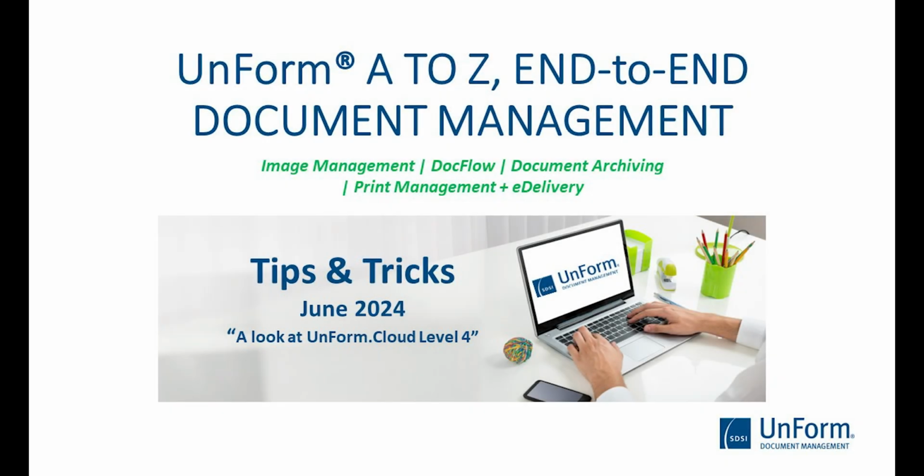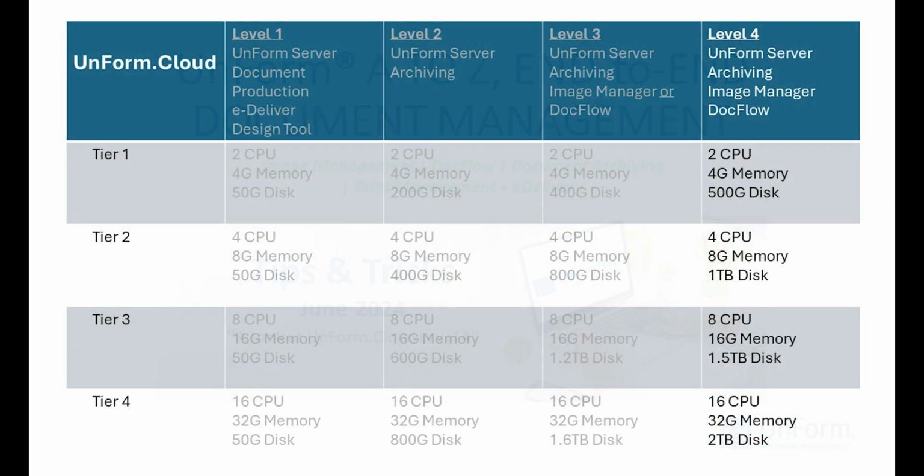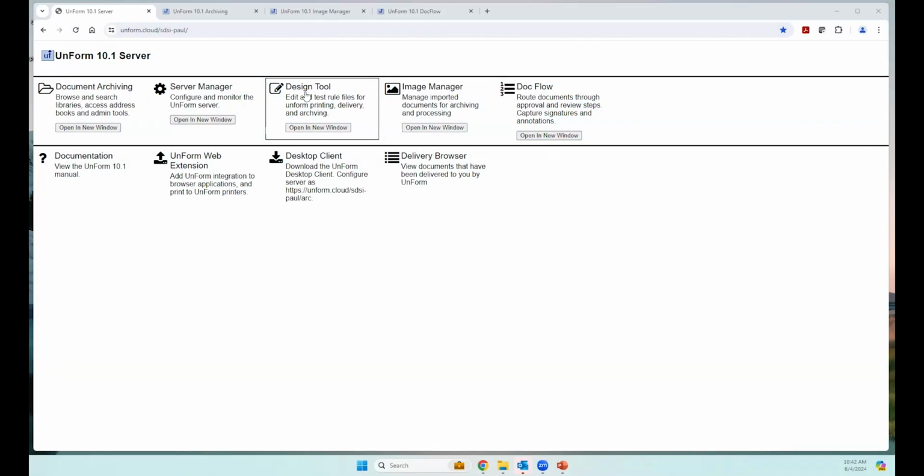A look at UnForm.Cloud Level 4. UnForm Cloud Level 4 includes all of the UnForm components, from document production, document archiving, document image manager, and DocFlow. DocFlow is the application that allows you to route documents for approvals and signature captures. Those flows are configurable based on whatever your particular requirements are.